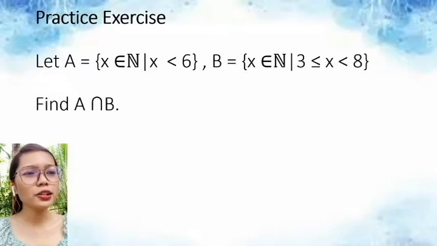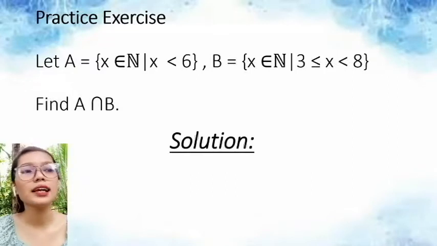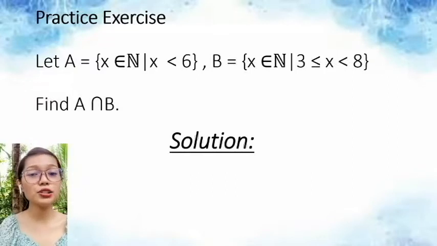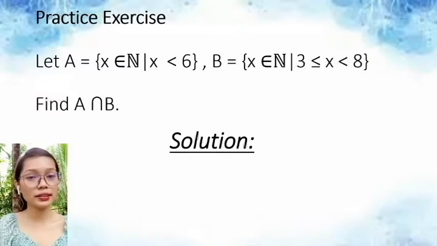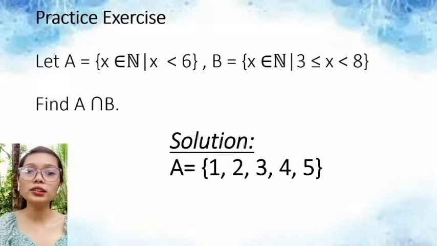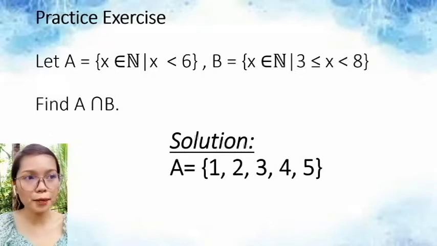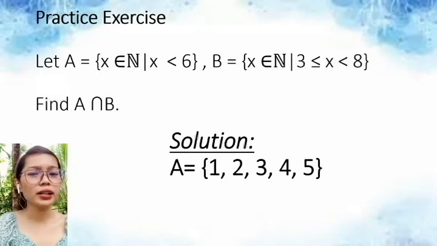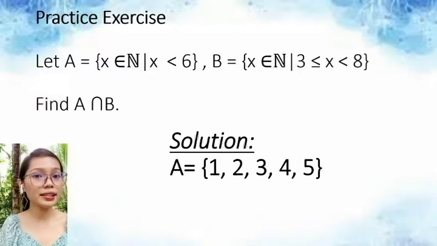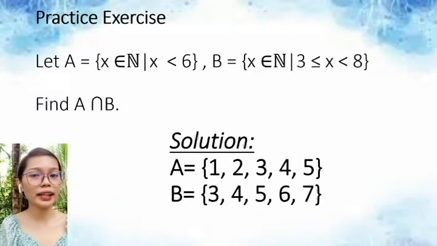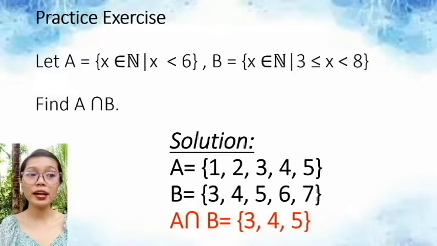Okay, what are the natural numbers? Yes, they are counting numbers: 1, 2, 3, 4, 5, 6, 7, and so on. So which natural numbers are less than 6? Yes, 1, 2, 3, 4, and 5 only. For set B, x is greater than or equal to 3, so we start at 3. But less than 8, so 3, 4, 5, 6, and 7. So what elements are common to A and B? Yes, 3, 4, and 5. Therefore, A intersect B is 3, 4, and 5.